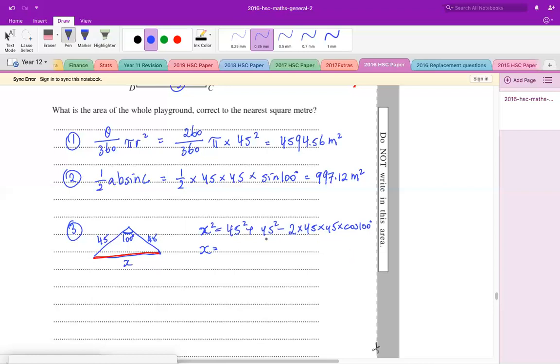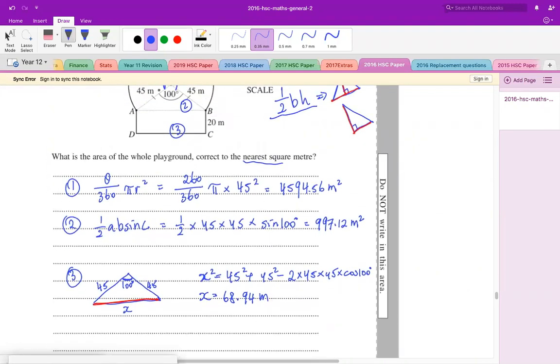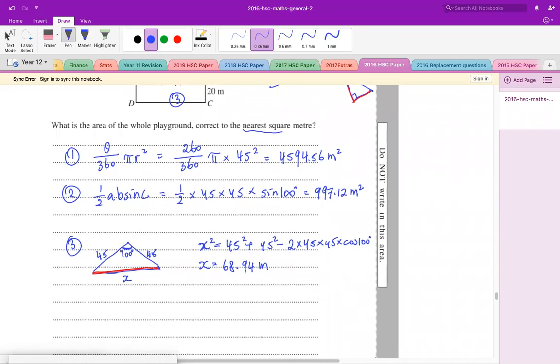So that's 68.94. The reason why I'm keeping some decimals is because in the end, the question says keep to the nearest square meter, right? So my answer is going to be a whole number, which means in my calculation I definitely need to keep at least 1 decimal place. But I'm just going to keep 2 because it's more accurate. So you know x is equal to 68.94. The reason why I'm finding this side is because I want to find the area of the rectangle, right? So always keep your goal in mind, what you're trying to do. So the area is 68.94 times 20.